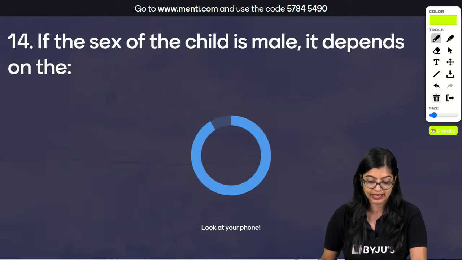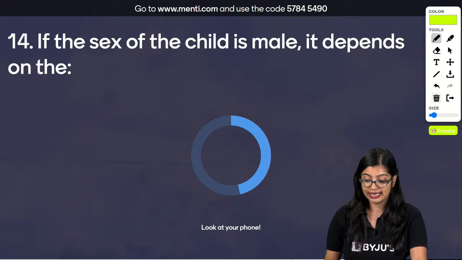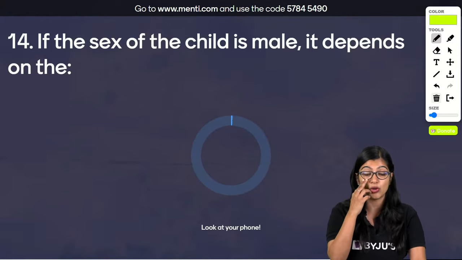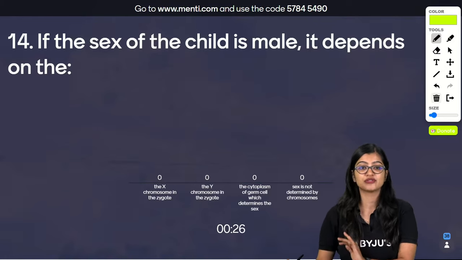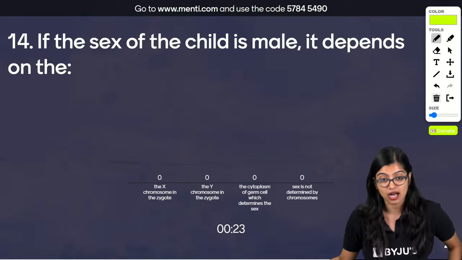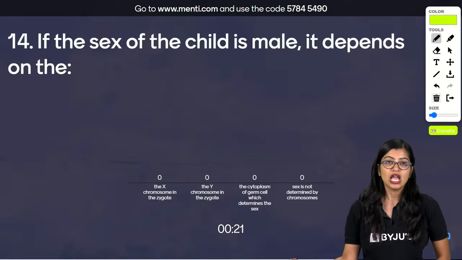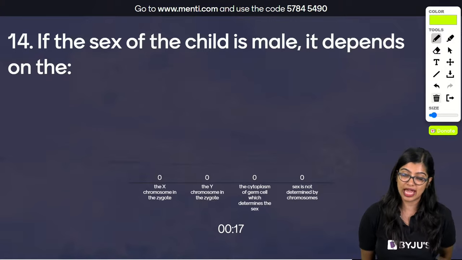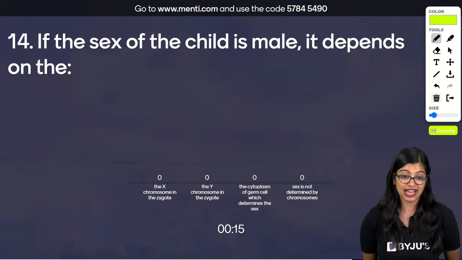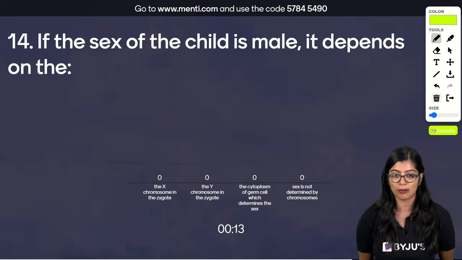Question number 14. If the sex of the child is male, it depends on what, right? What does it depend on? You have four options from which you need to identify the correct answer. I think that particular question is also there in one of your sample papers. It's also there in some of your PYQs. So this is very, very important that you understand how to go about it, right?